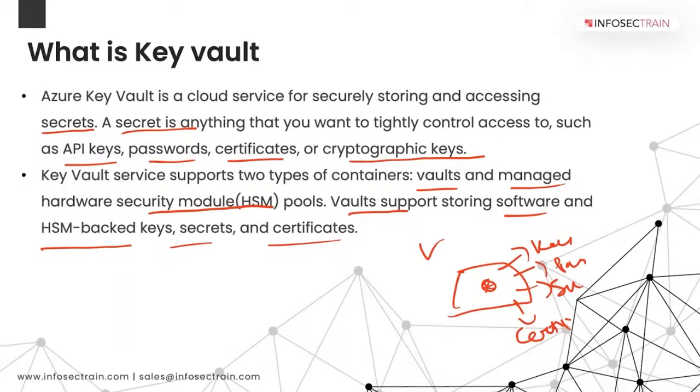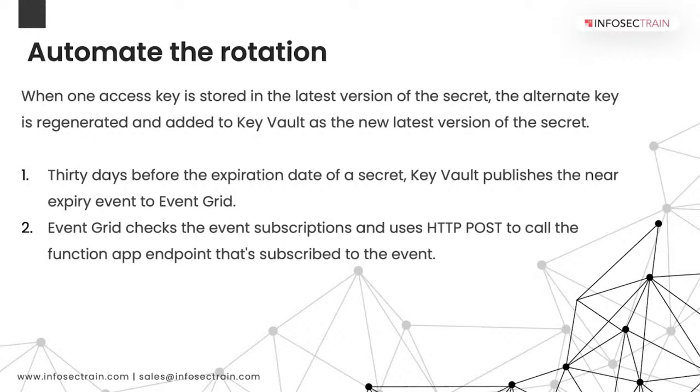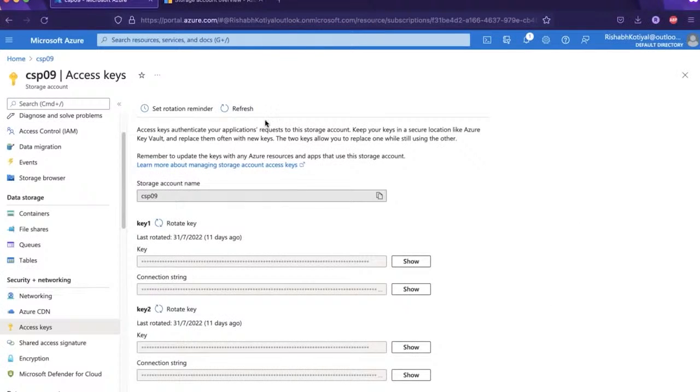Now, as we were talking about, automating the rotation. First, I can simply go to the storage account and click on this rotate key, and it will regenerate my key. Simple as that. But every time, I am doing it manually, I have to do all the hard work. And let's say that someday I forgot about this, and it leads to some drastic things.